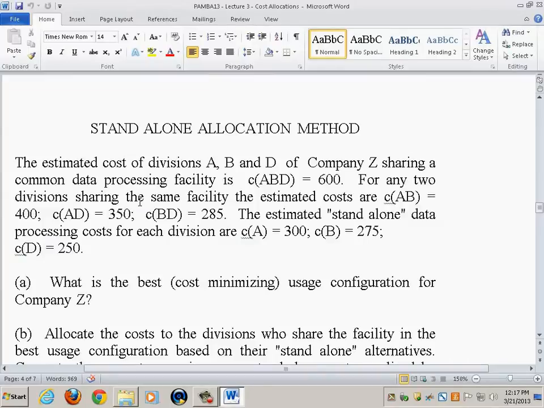So let's go through a simple example. You have company Z, which has divisions A, B, and D. The estimated cost of divisions A, B, and D of company Z sharing a common data processing facility is cost C of A, B, and D sharing one data processing facility. If A, B, and D share one data processing facility, the cost C would be, let's say, $600 million.